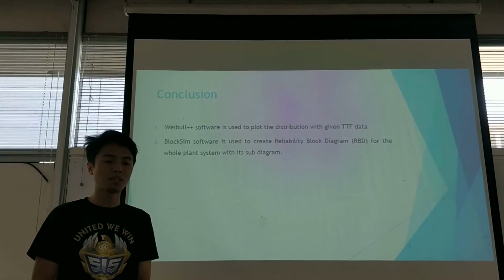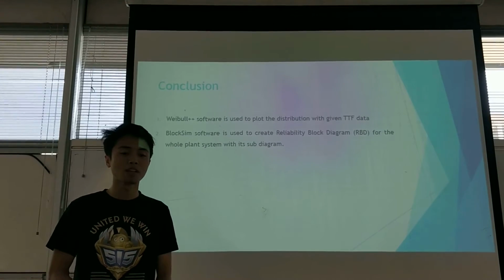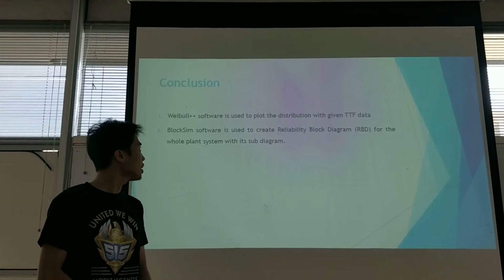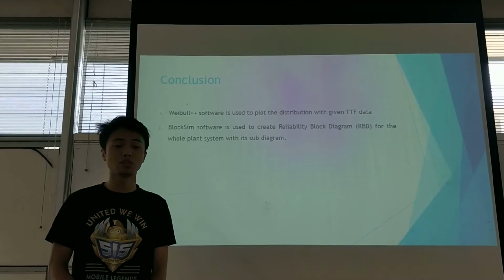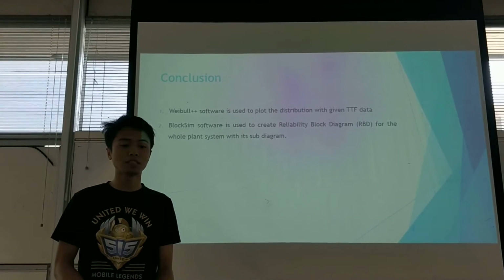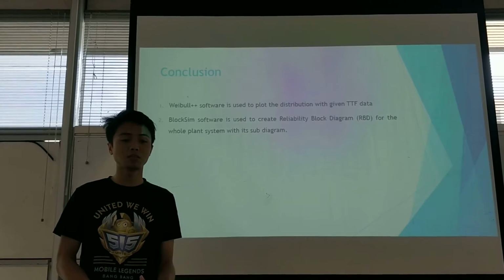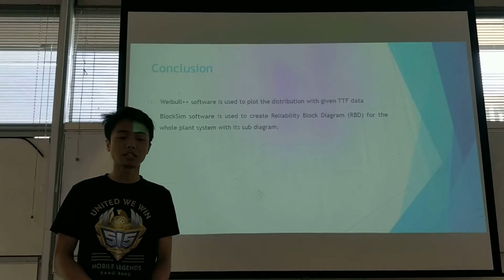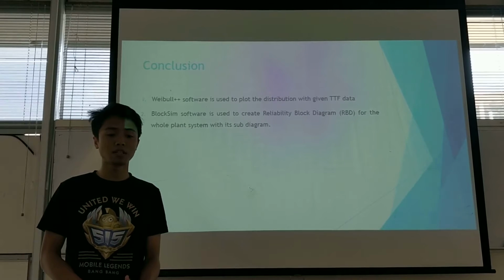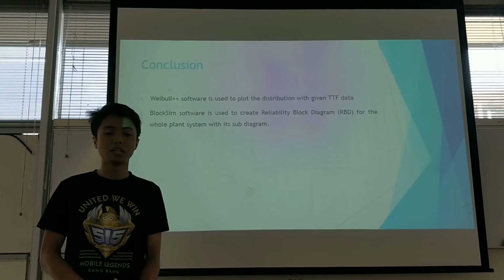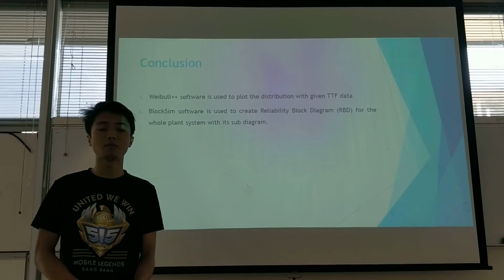After we complete this project, we used the 2 software, which are Weibull++ and BlockSim. Weibull++ software is used to plot the distribution with the given TTF data, while BlockSim software is used to create the RBD for the whole plant system with sub-diagrams. From the result and discussion, simulation summary and bad actors were obtained, and the main objective for this project is to evaluate the performance of the gas processing plant in terms of reliability, availability and maintainability. The target value for availability was 99%, but we managed to get 97.93%.